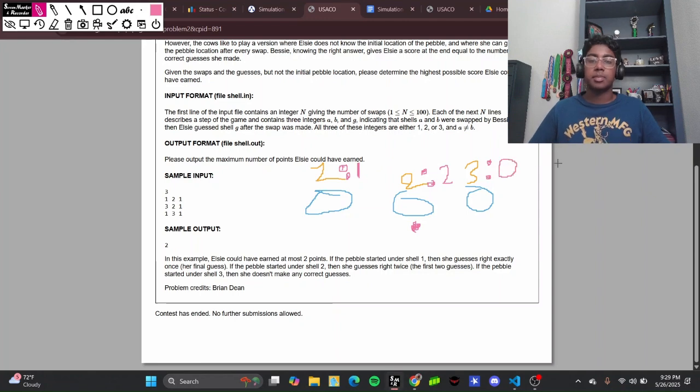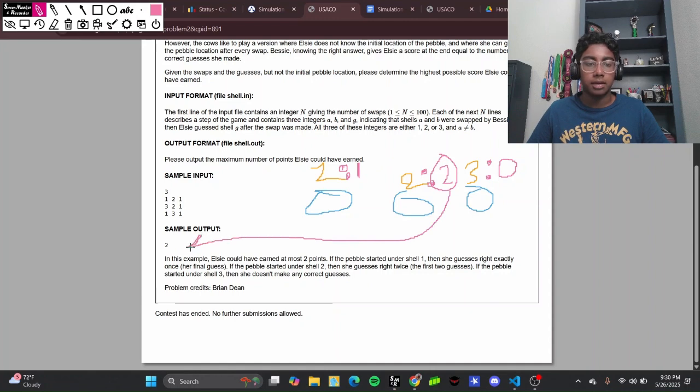So what's happened so far is that when we had the starting position for the pebble under shell 1, that gave us 1 point. When we made the starting location shell 2, we got 2 points. When we made the starting location 3, we got 0 points. And since we want the maximum possible score that Elsie could have earned, this 2 is going to be our answer. That matches with the sample input here.